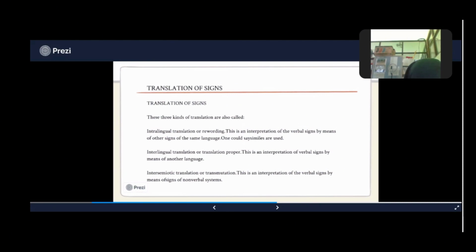Intersemiotic translation, or transmutation. This is an interpretation of the verbal signs by means of signs of a non-verbal system.